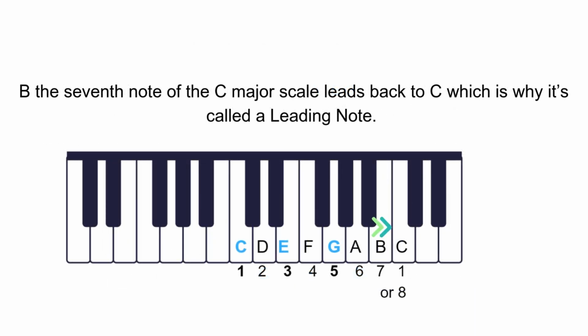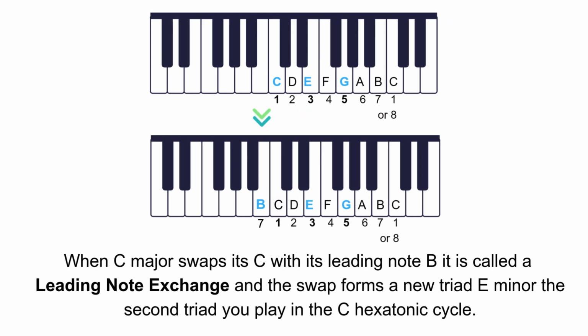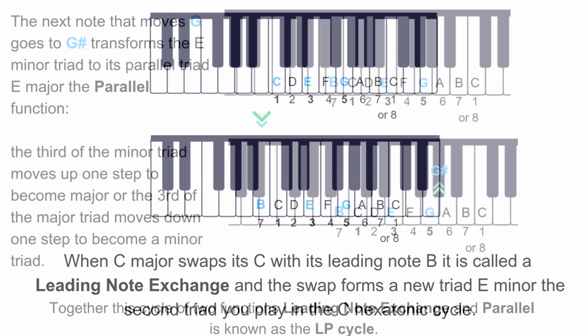B, the seventh note of the C major scale, leads back to C, which is why it's called a leading note. When C major swaps its C with its leading note B, it is called a leading note exchange, and the swap forms a new triad, E minor, the second triad you play in the C hexatonic cycle.